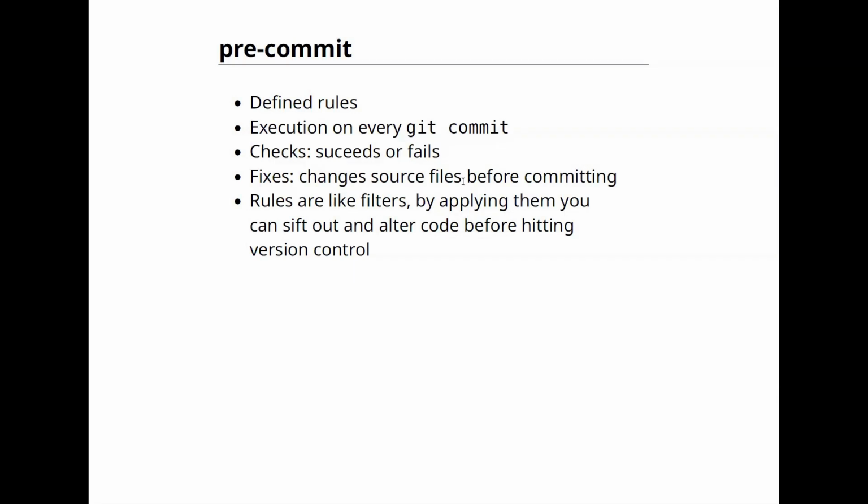So think of rules like filters. They will sieve out the bad code, and in some cases they will just stop the process entirely. So that when you git commit, you know that the code being committed is of a certain minimum level of quality, which you have defined.